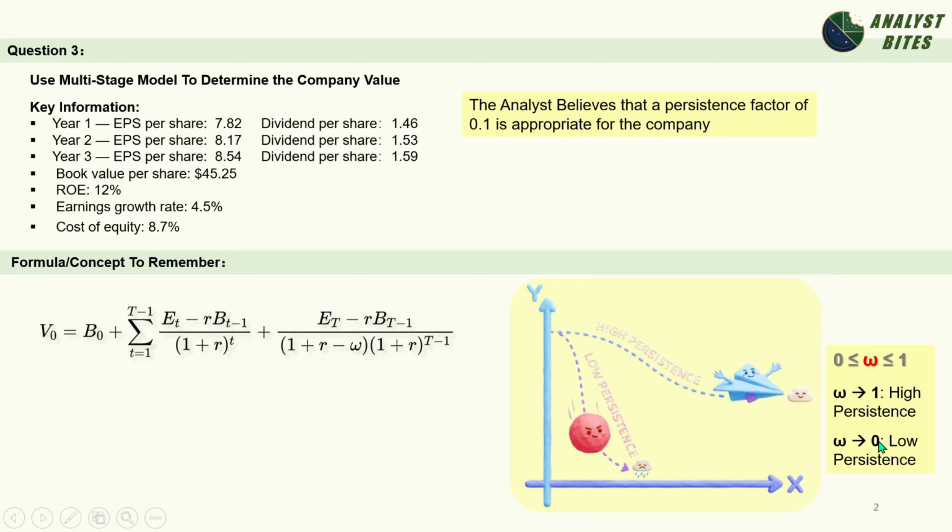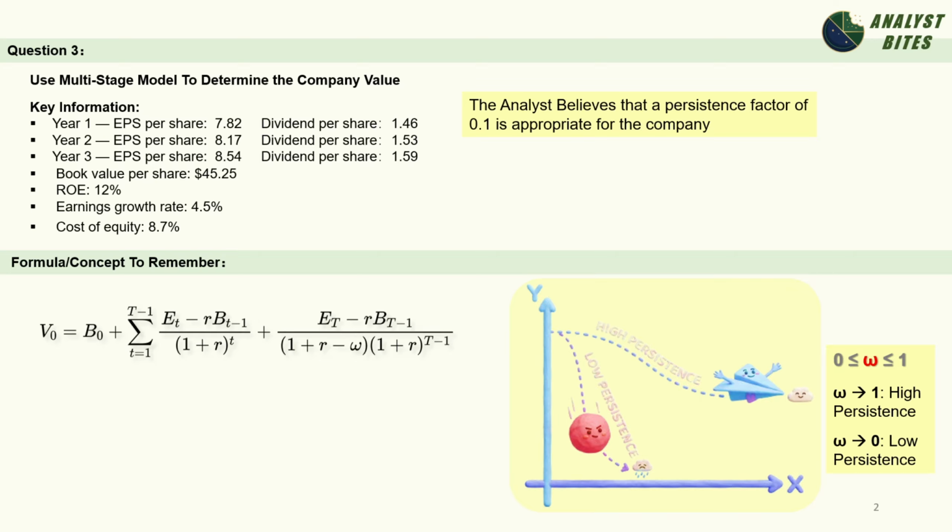But if omega is close to 0, it's like the heavy ball here. You throw it up, but it crashes to the ground instantly. These companies have no real advantage. Competition destroys their profits very quickly. Now picture the math in your head. 100 times 0.99 stays high for a long time, but 100 times 0.1 drops to almost 0 immediately.